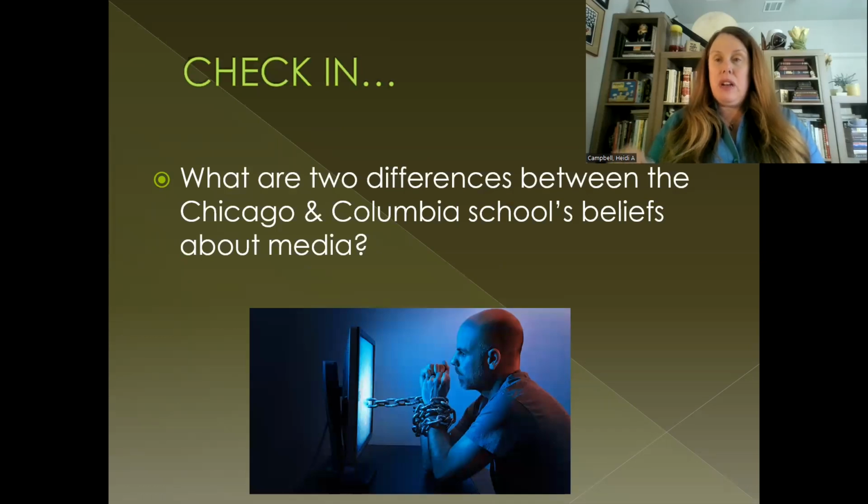In this lecture, we've gone over the basics of media effects and the Columbia School. At this point, you should be able to describe the two differences between the Chicago and Columbia School's beliefs about media. You should be able to not just read the slide that I show you, but really understand those differences. If you don't, please go back and look at the reading, or go back and listen to parts of this first part of the lecture.